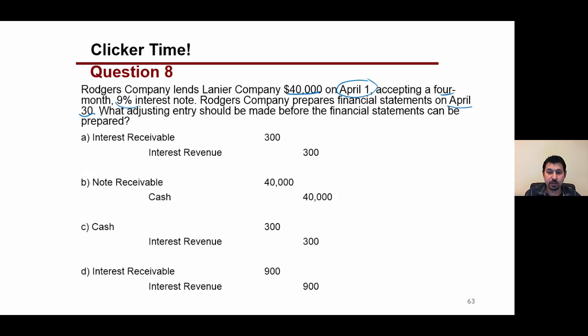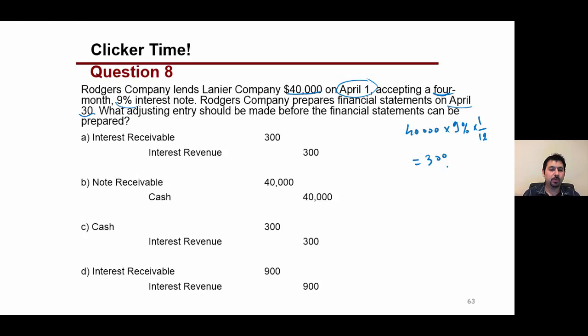So this is only 1 month. Don't look only at the months. We should look also at the day where we are making the journal entry, not just the terms of the note receivable. So the amount of interest revenue that we need to adjust for will be 40,000 multiplied by 9% multiplied by 1 month, because it is at the end of April, so 1 over 12. As a result, this will be equal to $300.